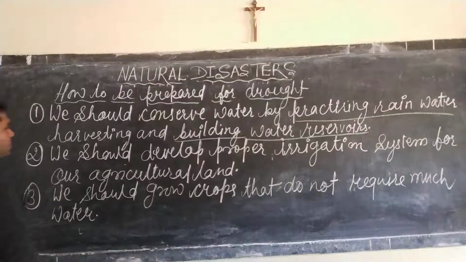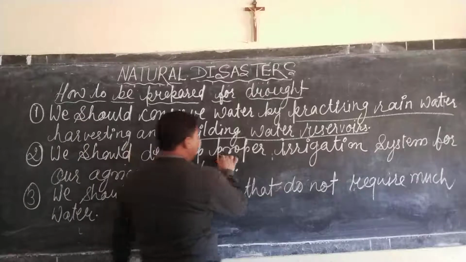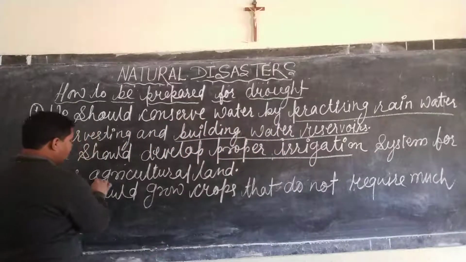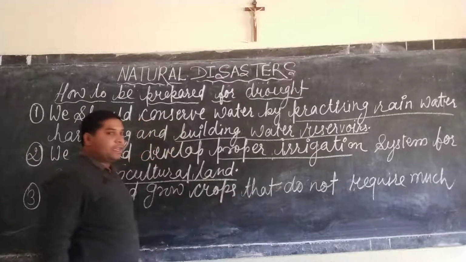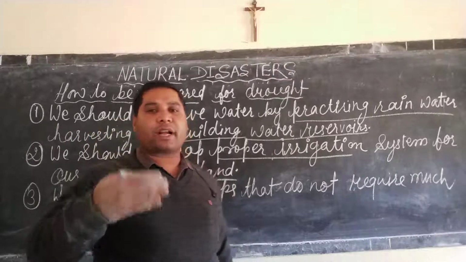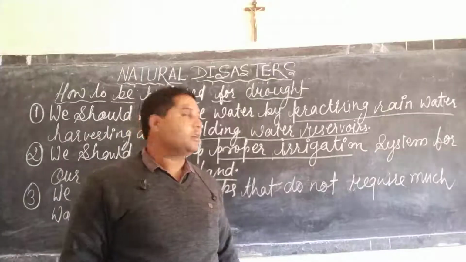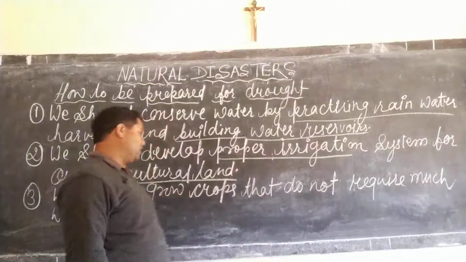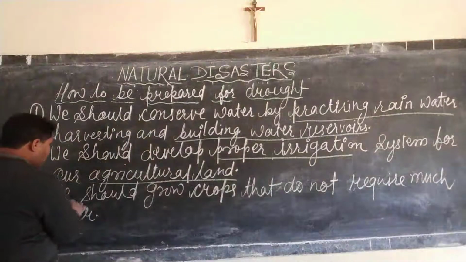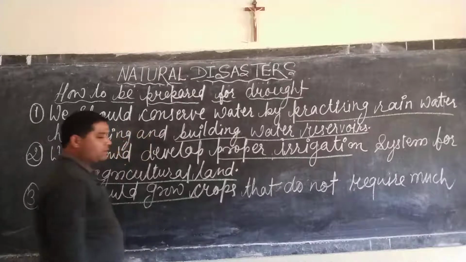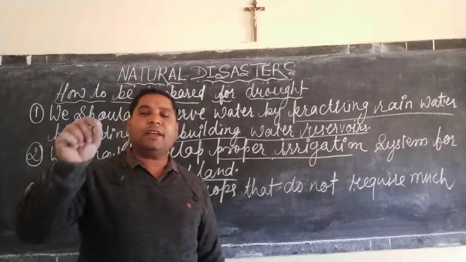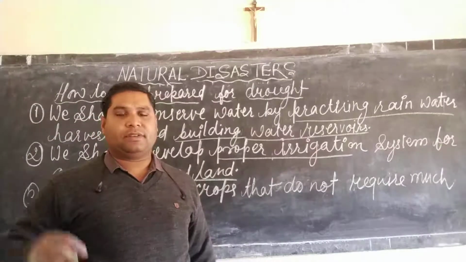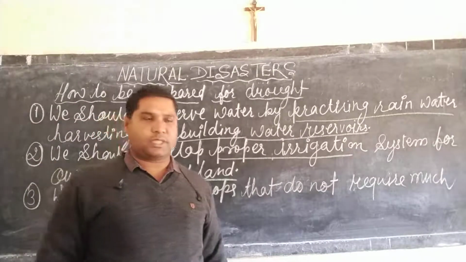Next, we should develop a proper irrigation system for our agricultural land so that with less water, more productivity can be achieved. Next, we have to grow types of crops that require very little water, and this way we can manage during the drought season.